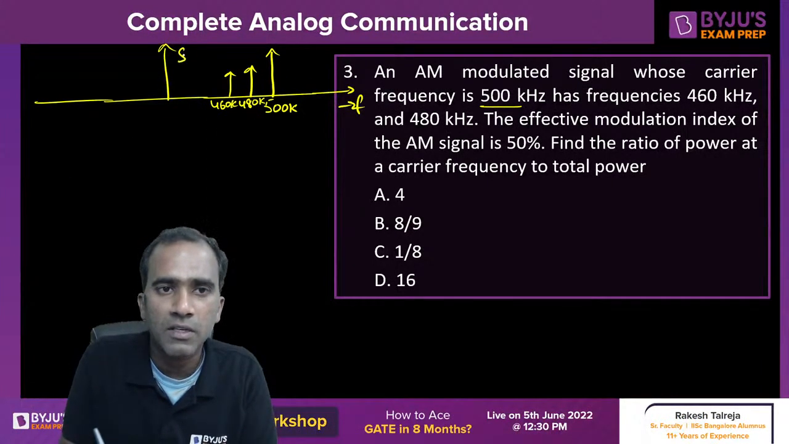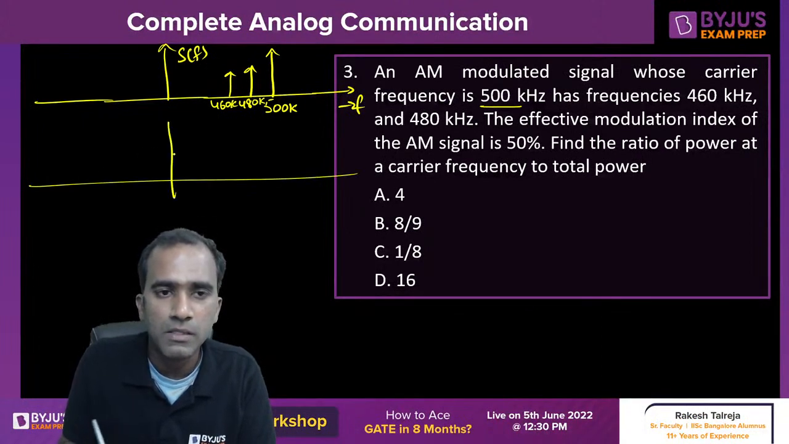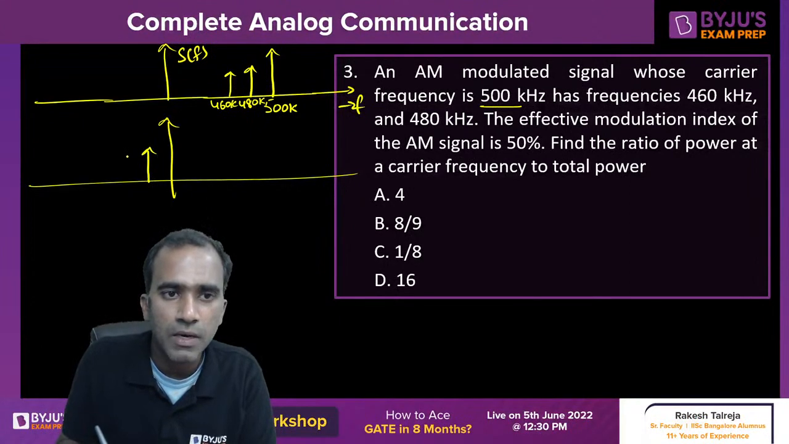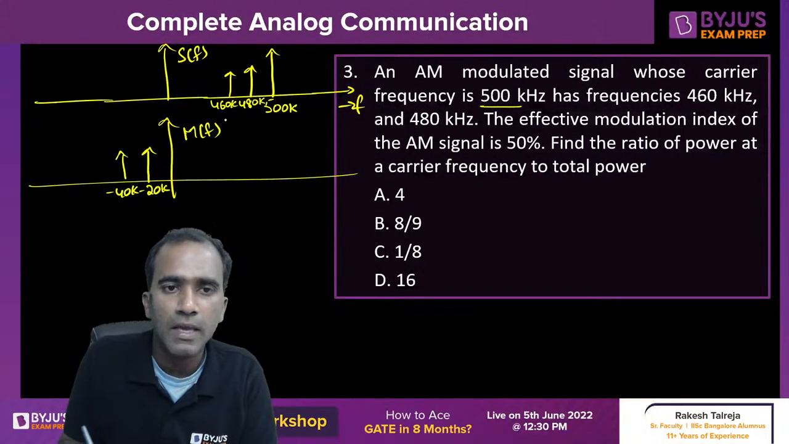Or you can also figure it out this way. Why did we get these impulses? We got these impulses because of the impulses at minus 20 kilohertz and minus 40 kilohertz. This is M of f, M of f minus fc.